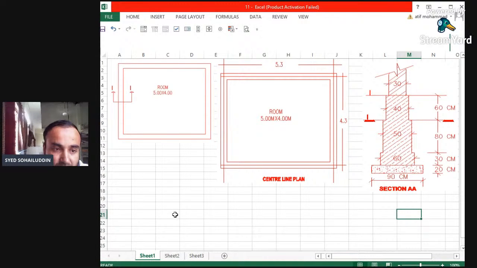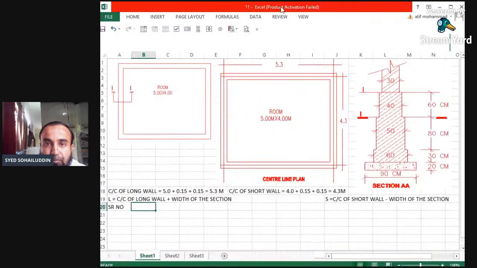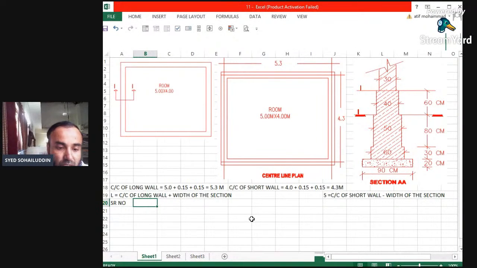We will calculate the different things. So the first column we will consider as serial number. Next column we will consider as description. After the serial number, the description of the section, which we will consider.